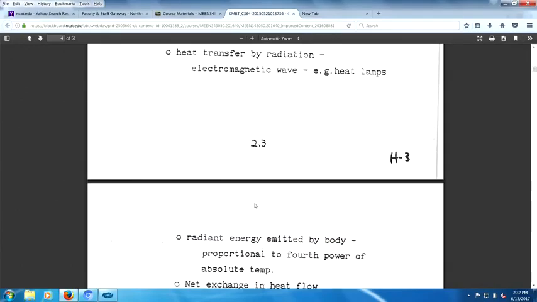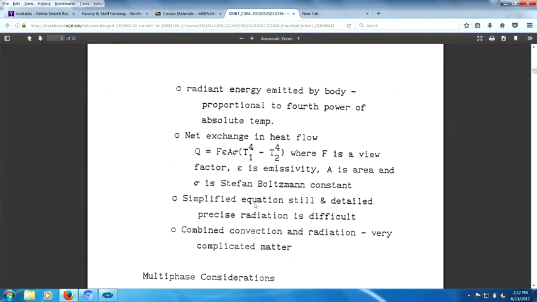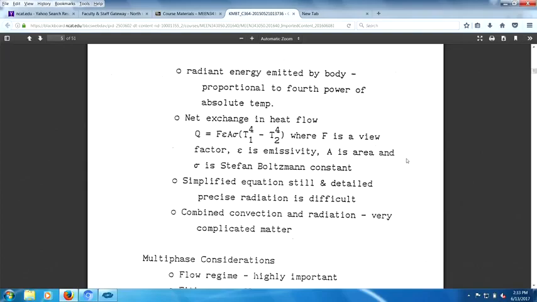Radiation, electromagnetic waves, and you have the fundamental equation for that, which would be, say, one surface is at temperature 1, the other at temperature 2. You have the 4th power. You have the Stefan-Boltzmann constant. You have the U factor, which is the F times the A. And then you have the emissivity there.